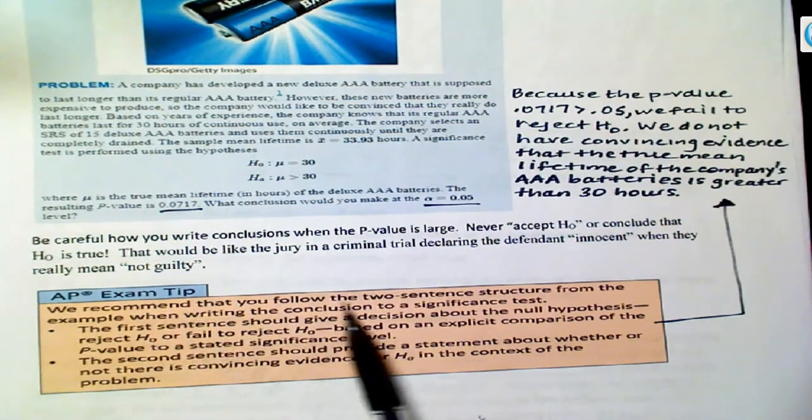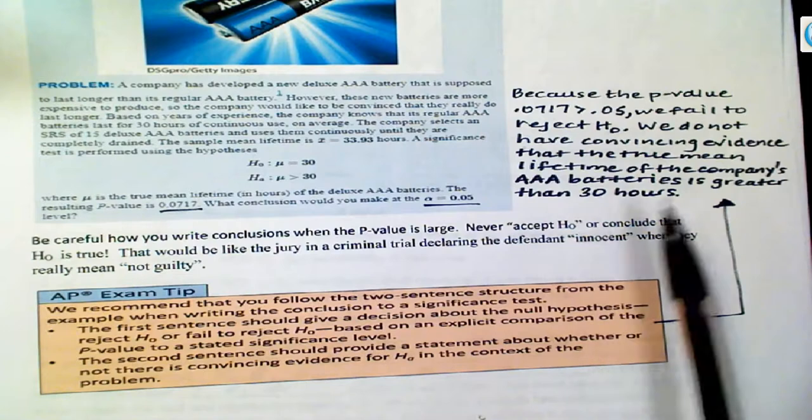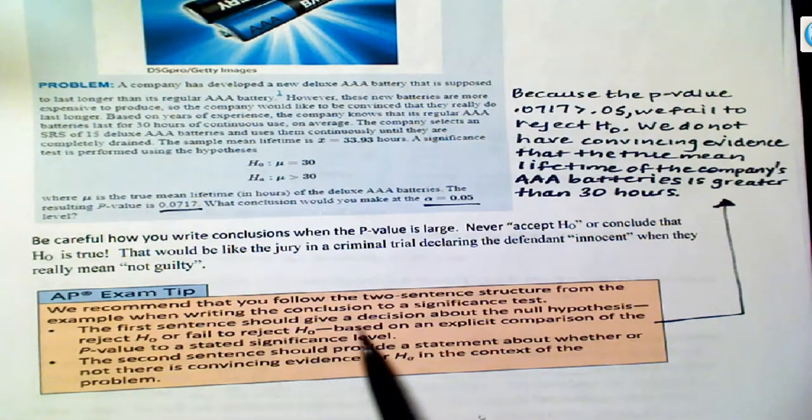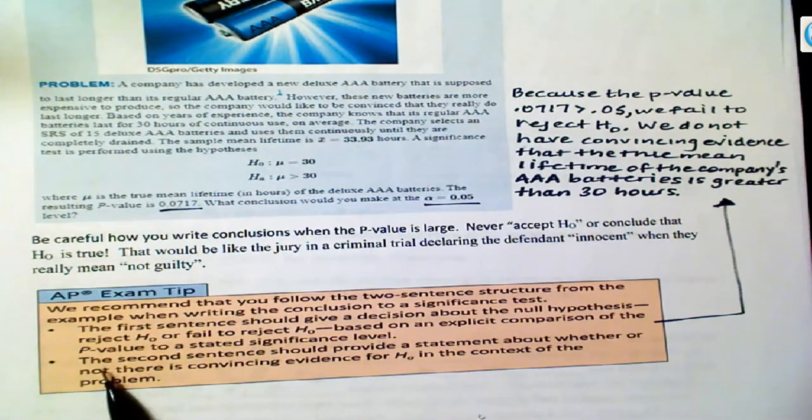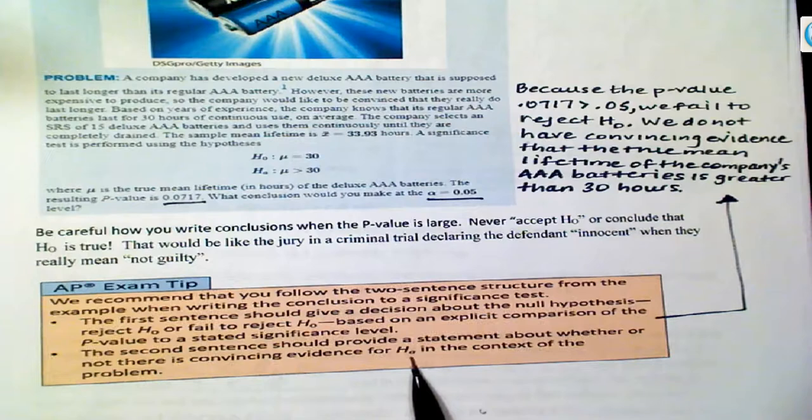So we recommend that you follow the two-step structure. This is what we did here. The first sentence should give a decision about the null hypothesis, either reject it or fail to reject it, based on the explicit comparison of the p-value to a stated significance level. The second sentence should provide a statement about whether or not there is convincing evidence for the Ha in the context of the problem.